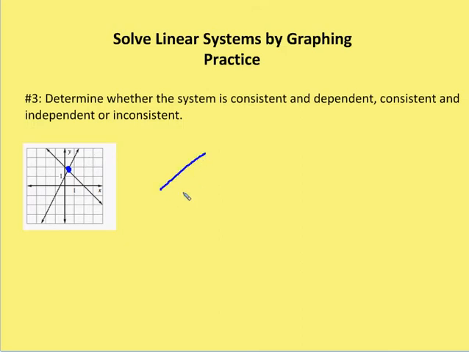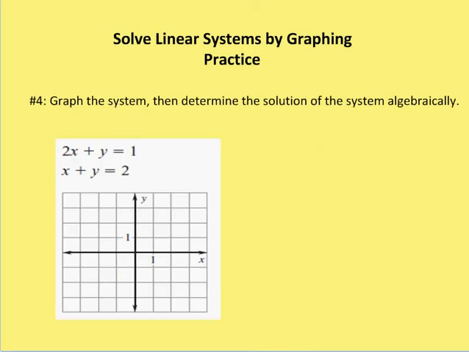Now if I had two parallel lines, they would be inconsistent because they would never intersect. And if I had two lines that were the same line, then it would be consistent and dependent. All right, last problem. We want to graph the system, then determine the solution of the system algebraically.